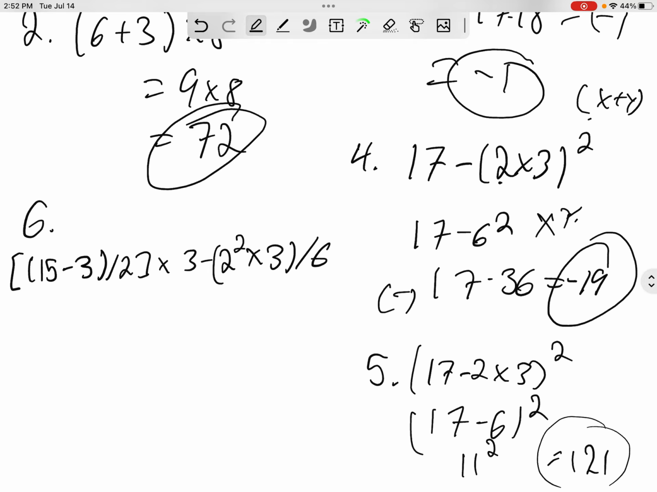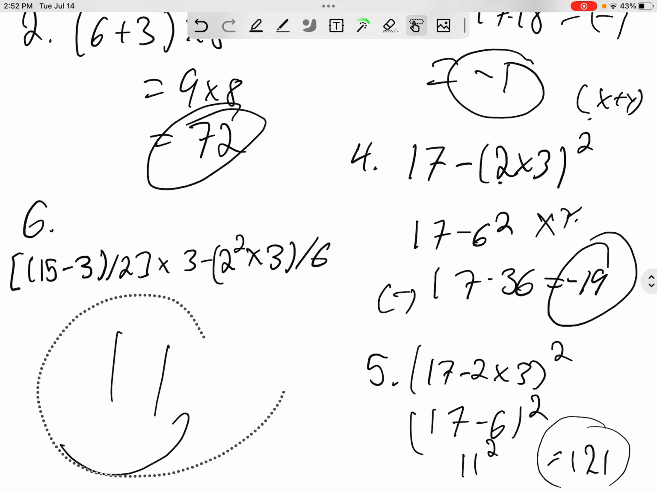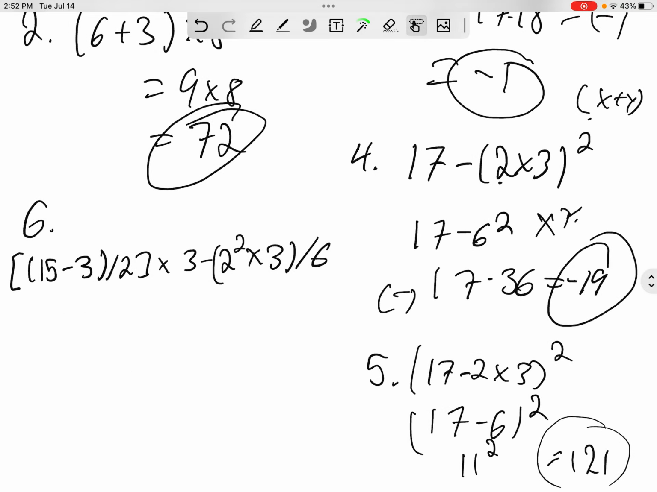So, if you solve this question, 15 minus 3 divided by 2 times 3 minus 2 to the power of 2 times 3 divided by 6, you'll get one big smiley face. So, let's start. We'll work it out, and I'll explain the entire process. We're first doing the parentheses, working inside and out, following the appropriate order: inside, then the multiplication, then division, then subtraction.